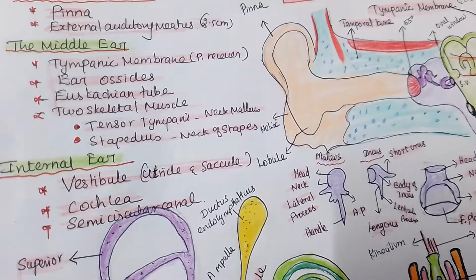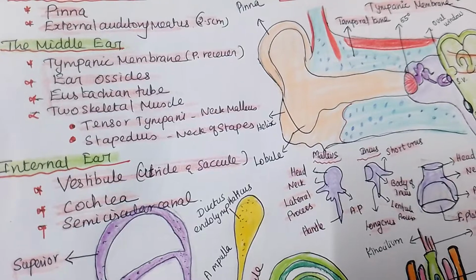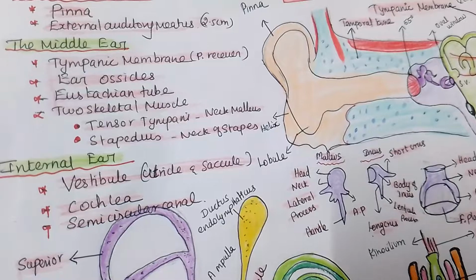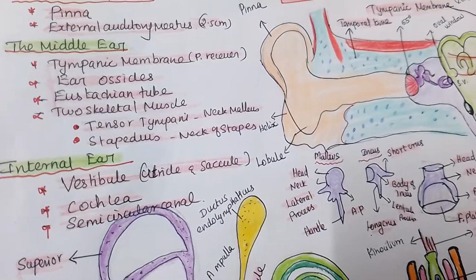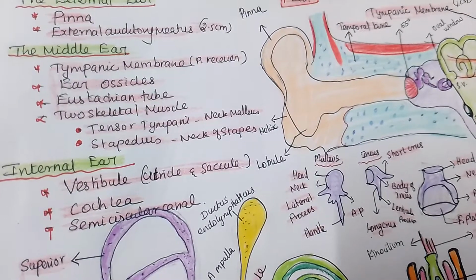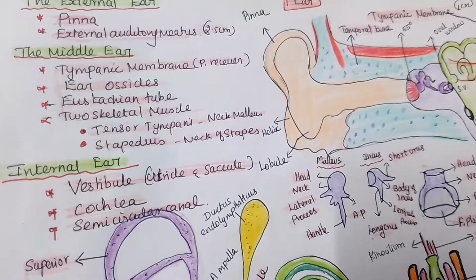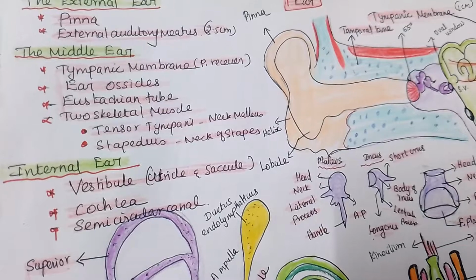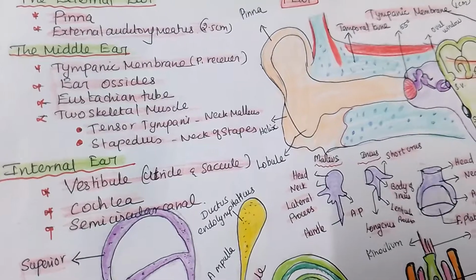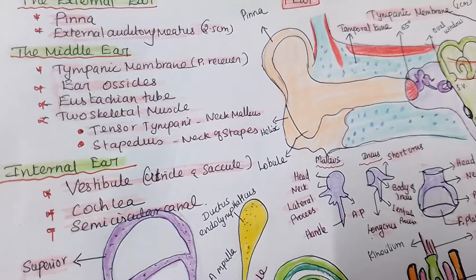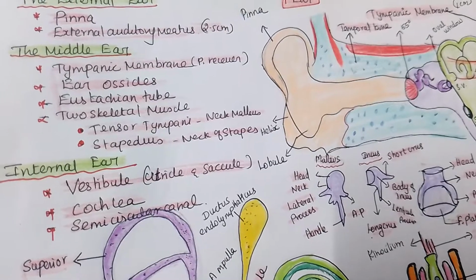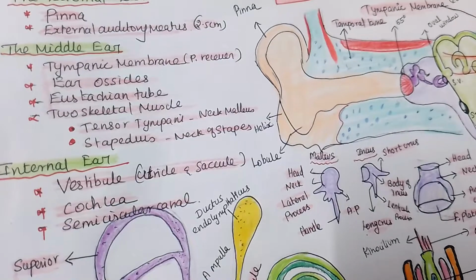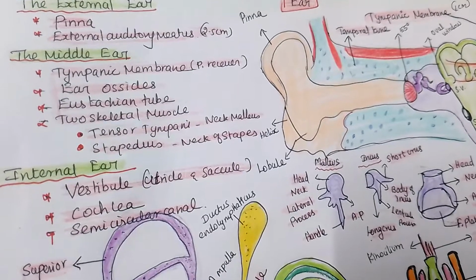So what is present in this external auditory meatus? It is made up of skin, and some hairs and ceruminous glands are present. These ceruminous glands secrete a substance called wax. What is the purpose of it? Mainly it prevents any foreign material from entering into the middle ear. The middle ear mainly has a delicate structure called the tympanic membrane. So this is about the external ear and the middle ear.